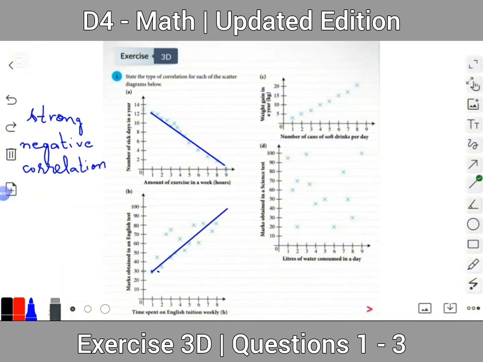Now here we have drawn a line of best fit and approximately 6 points lie below the line of best fit and 7 points lie above the line of best fit. So this is a moderate positive correlation.